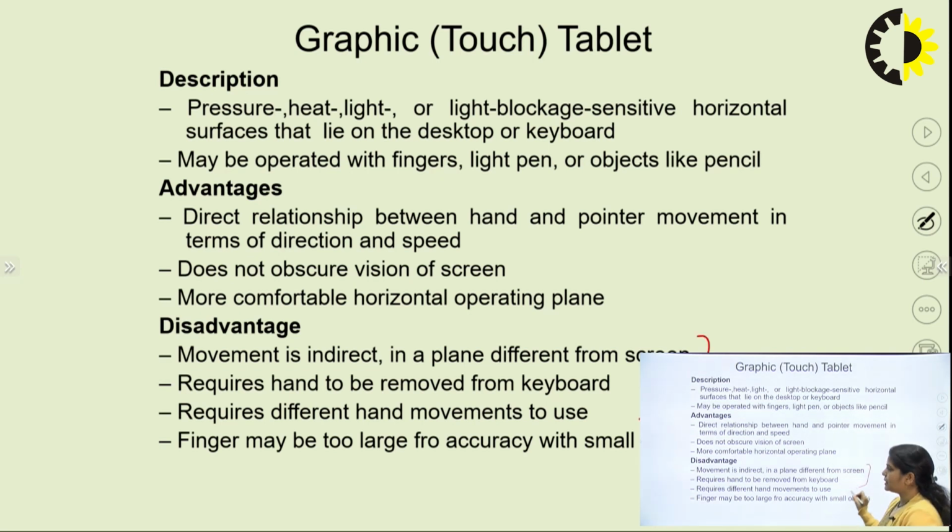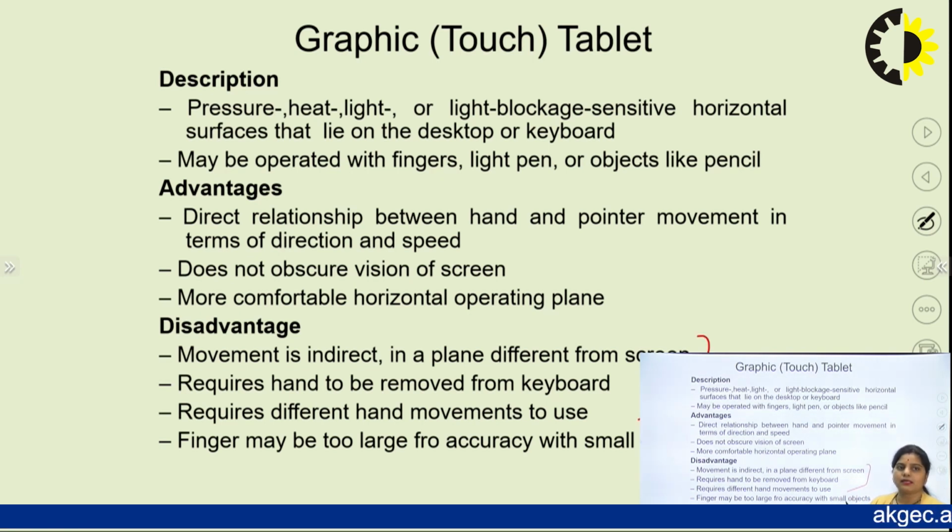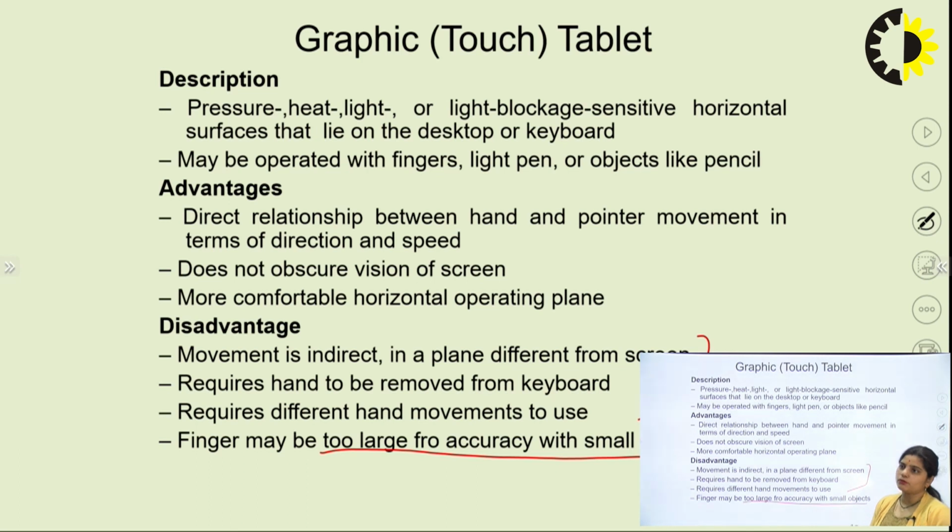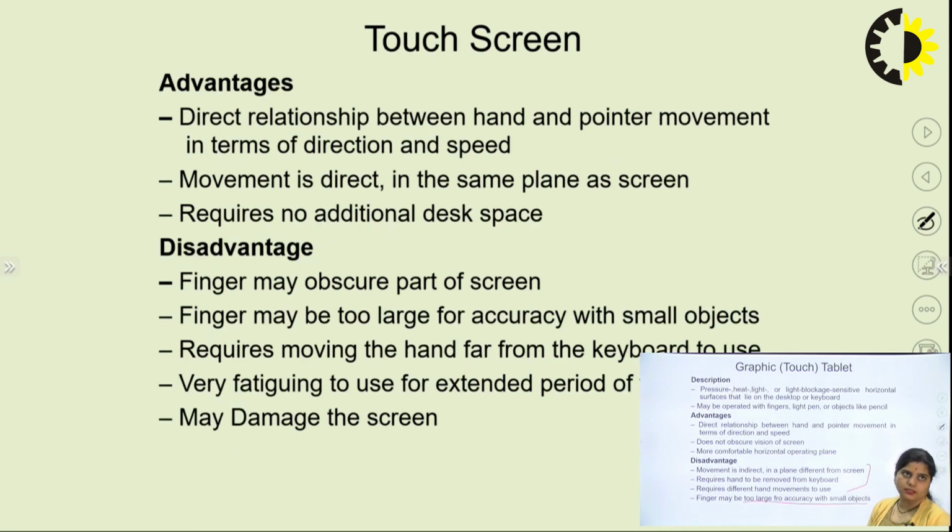We can simply see that these disadvantages are also those of the trackball and the joystick. But one different disadvantage which graphic tablets have is that the finger may be too large for accuracy with small objects. For using graphic touch tablets, the usage of fingers is more. So sometimes things which are not desired by the users can also be touched or placed by mistake.